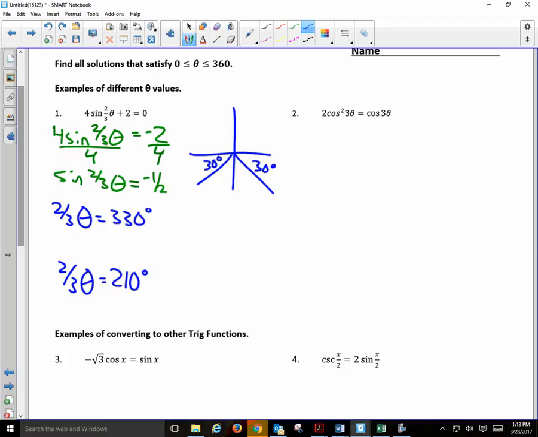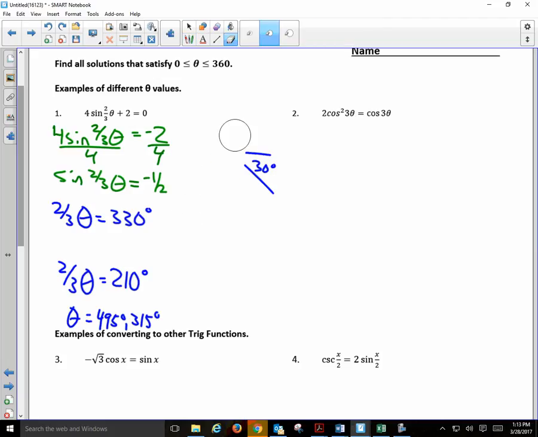How do I then find the angle? Multiply by 3/2. So 330 times 3 is 990. Divided by 2 is 495. And 210 times 3 is 630. Divided by 2 is 315. So if you have an angle on the inside, or a number on the inside, you got to deal with that in that way. What do you think, Jayaki? Wizardry. Okay, all right.